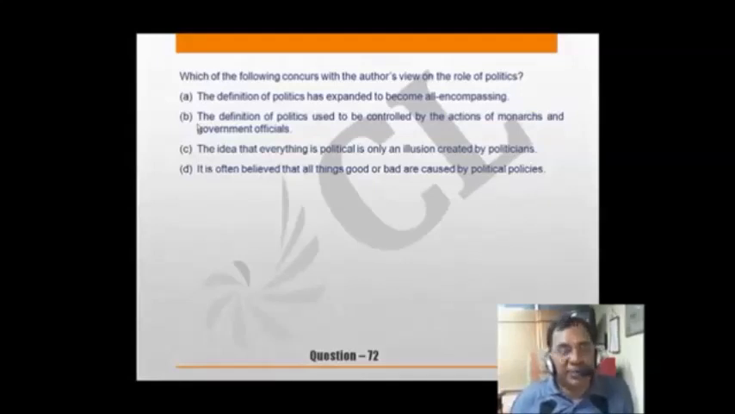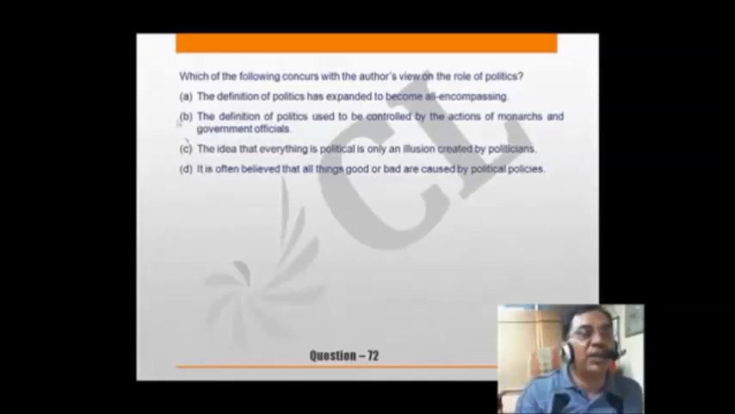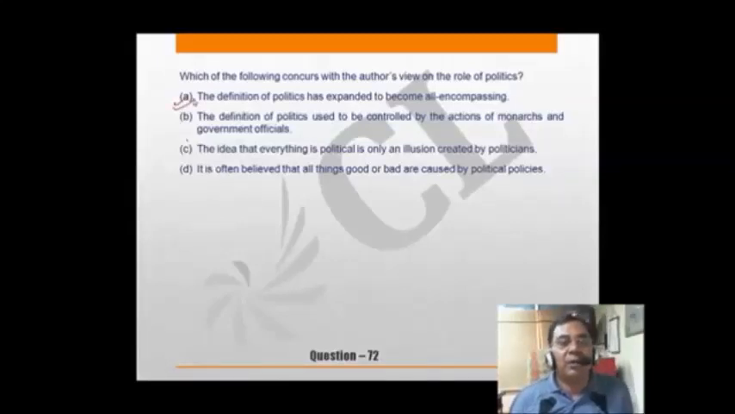Has it become all encompassing? It is correct. Used to be controlled by monarchs and used to be controlled by the actions of monarchs. Everything is political, only it is created by politicians. No, it already is caused by political policies. Role of politics. I think I would like to go for A as the answer. But even the second one was given, so therefore I'll have a fight. And this one I'm having a problem with because of A, B, and even D. So let's move ahead.